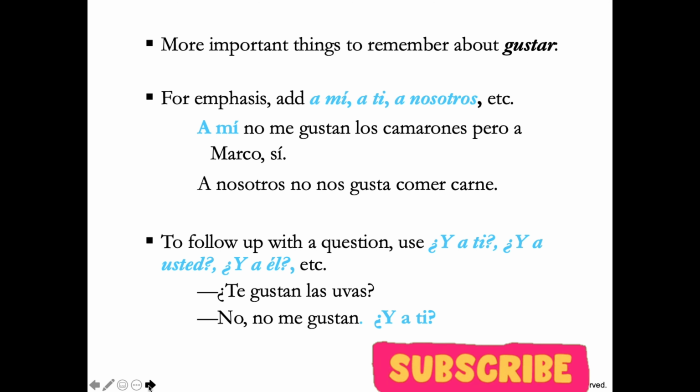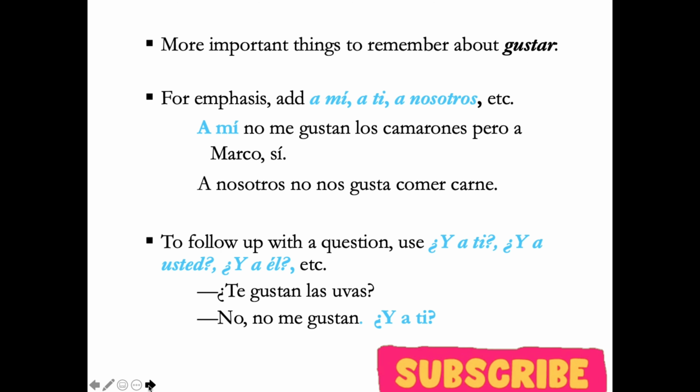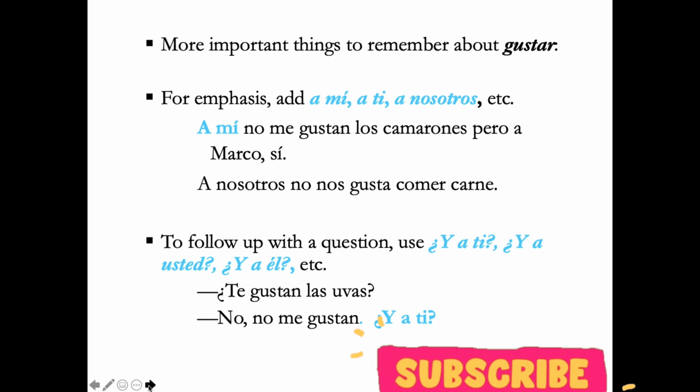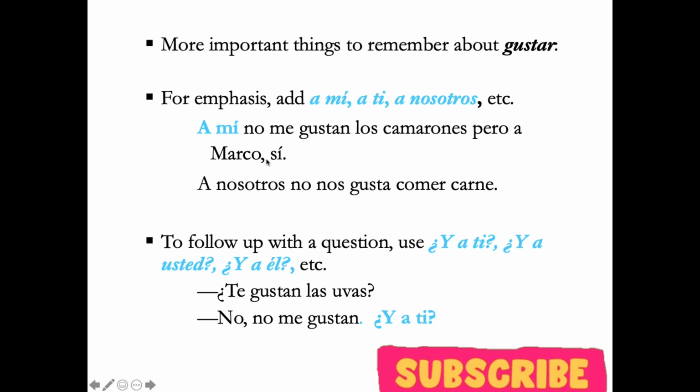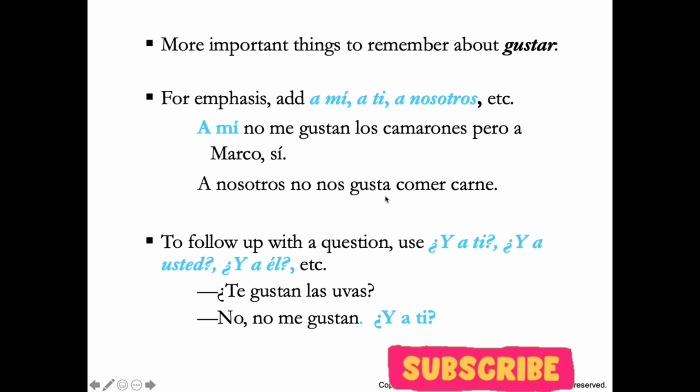Some more things to remember about gustar. For emphasis, add a mí, a ti, a nosotros. When you add this to a sentence, it can translate in English as to really. For example, a mí no me gustan los camarones, pero a Marco sí. This means I really don't like shrimp, but Marco does. A nosotros no nos gusta comer carne. We really don't like to eat meat.